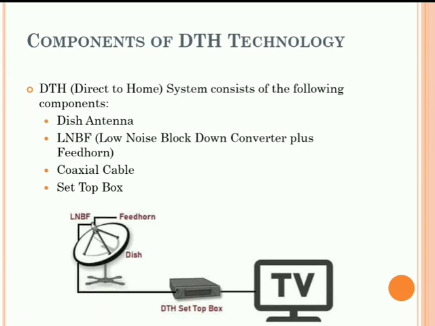Let's discuss the components of DTH technology. What are the different components in DTH technology? The DTH, that is direct to home system, consists of different components: the dish antenna, LNBF, that is low noise block down converter plus feed horn, next is coaxial cable, and set-top box.